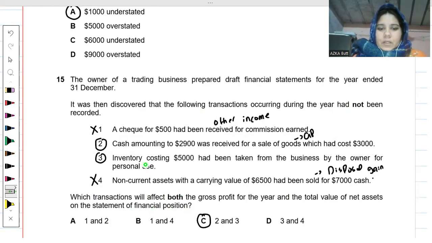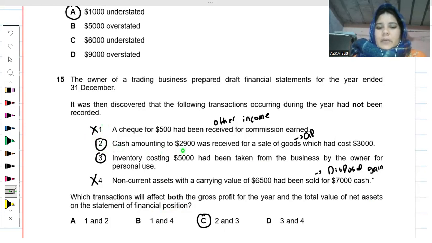Okay. So basically, in option A, as you can see, 1 basically: a check for 500 had been received for commission earned. So we know that this is part of our other income. So it would affect the gross profit, but it would not affect the statement of financial position. So that's why this is the wrong option.